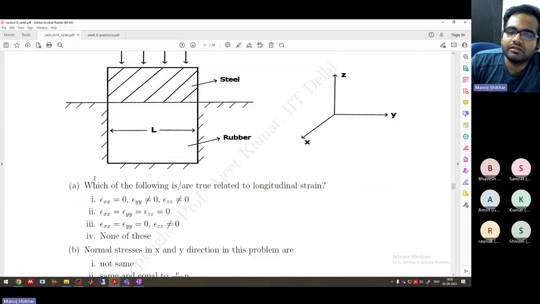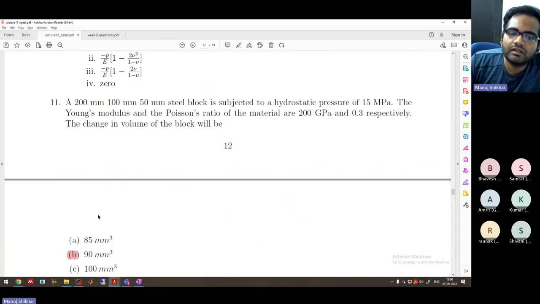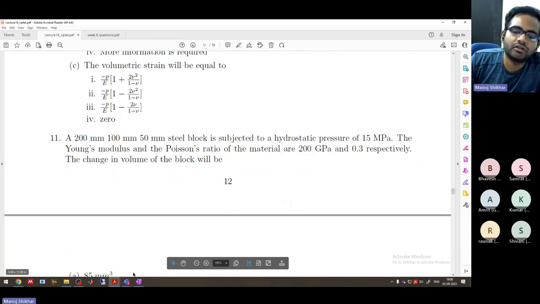We will come to question number 10 later on because this is a big question. I will first discuss the smaller objective questions, then I will move on to the longer ones. Question number 10 will take at least 15 minutes.